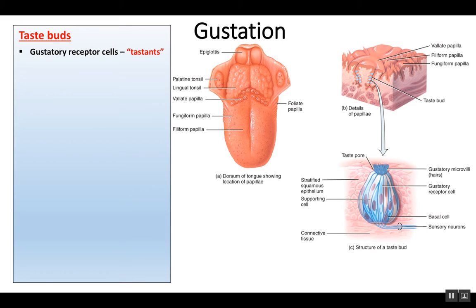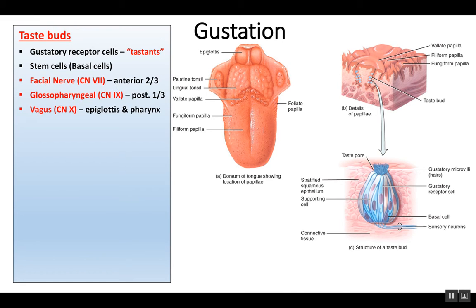So taste buds are going to contain the gustatory receptor cells that are stimulated by chemicals known as tastants. There are stem cells called basal cells, and then there are also supporting cells in a taste bud. We already know the 3 cranial nerves that transmit our sense of taste. They include the facial nerve, cranial nerve 7, glossopharyngeal, cranial nerve 9, and the vagus nerve, cranial nerve 10. Each of these 3 nerves cover different parts of the tongue and the epiglottis and throat.